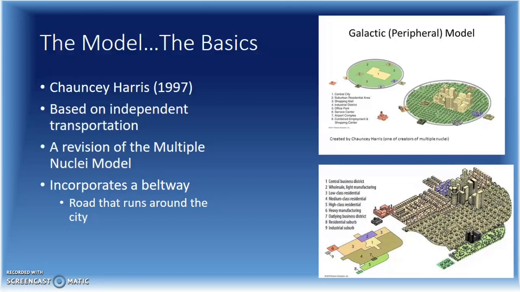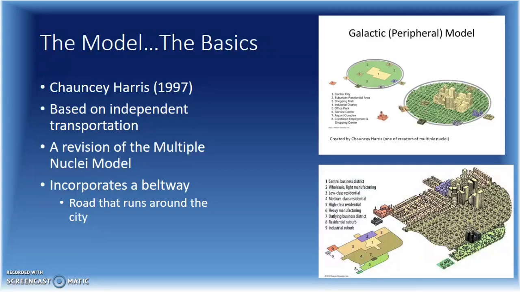First, it was developed by a geographer named Chauncey Harris in 1997, so relatively recently. If that name seems familiar, it's because he's one of the individuals who helped develop the multiple nuclei model. In an effort to update that model, he developed the galactic city model, the peripheral model, because he felt it was a more accurate representation, not necessarily of cities historically, but of the way cities were starting to develop and the patterns seen in more modern American cities.